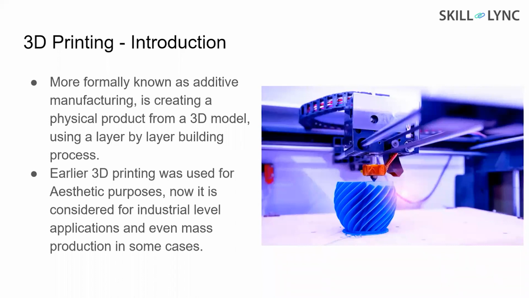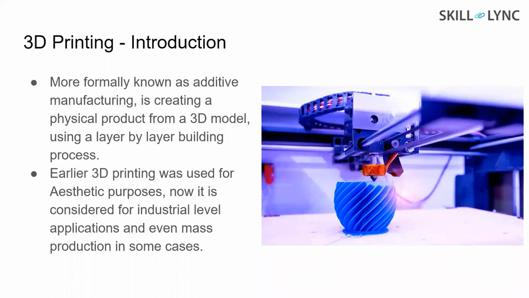So what is the definition then? More formally known as additive manufacturing, right? 3D printing is formally known in industry as additive manufacturing, which is creating a physical product from a 3D model. You'll have a CAD model, a 3D model of a certain part, and you build that part layer by layer using a 3D printer. So that is called 3D printing, right?